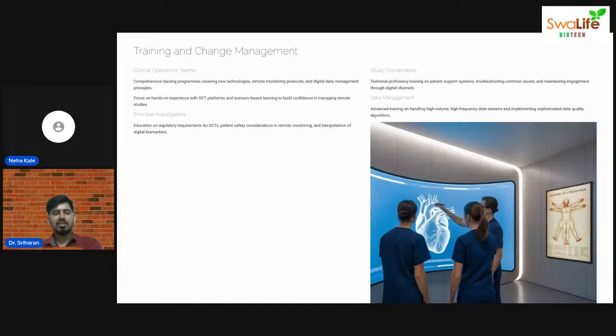maintaining the patient records and maintaining their informed consent form. Likewise, the study coordinator is different. The data management team should maintain the data in a validated and quality manner. Likewise, these are the training and change management.